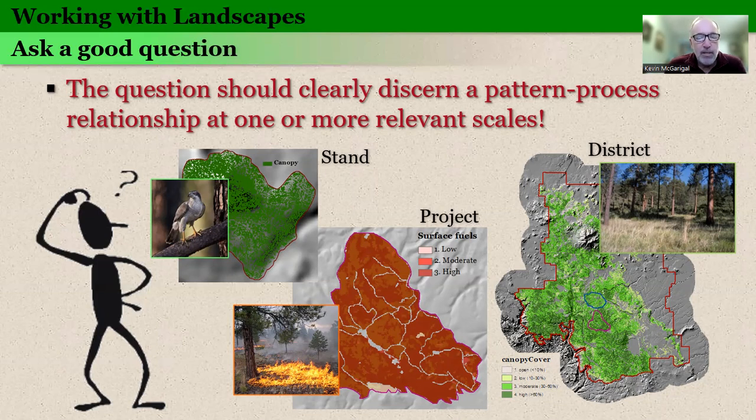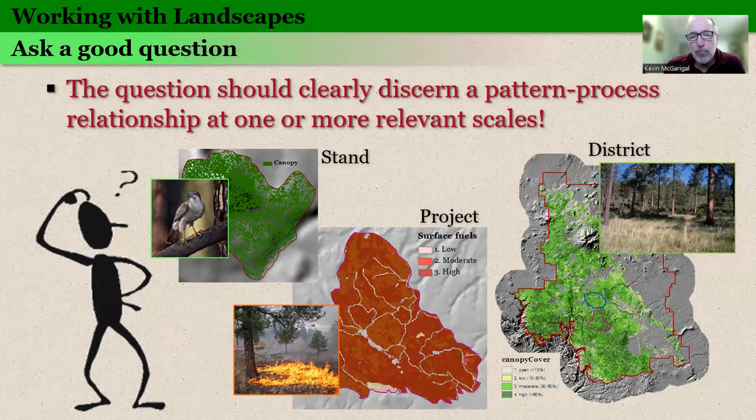In the stand level scale shown on the left, the pattern is based on the spatial arrangement of canopy trees and openings. And the process is goshawk foraging habitat quality. So there's a clear pattern that relates to a clear process and happens to be at a fairly local scale, but nonetheless, there's a clear pattern and process relationship that makes it a relevant landscape and landscape problem.